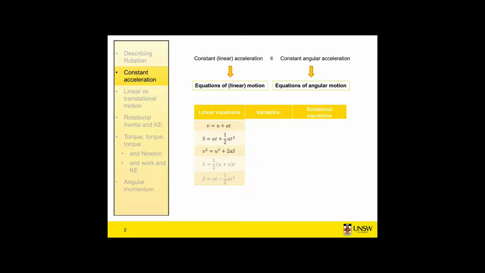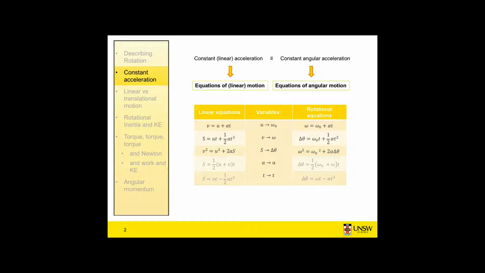To find our equations of angular motion, all we do is transfer our variables. So we know from our previous slide that our velocity v went to omega. So here we say that our initial velocity u we will call omega 0, and our final velocity we'll call omega. Then our linear displacement s goes to our angular displacement delta theta, our linear acceleration a goes to our angular acceleration alpha, and our time is our time. And so to get our equations of angular motion, all we do is swap in the rotational variables for the linear variables, and we find that we have these 5 equations of angular motion.